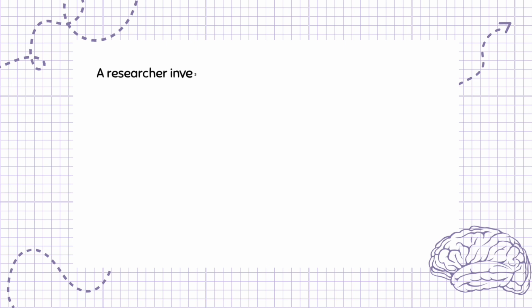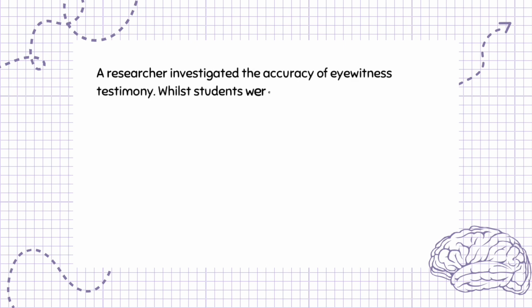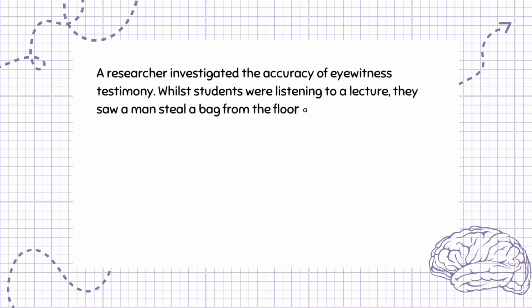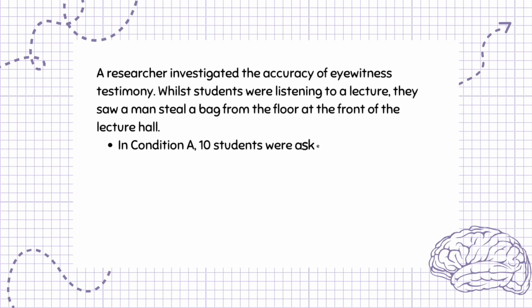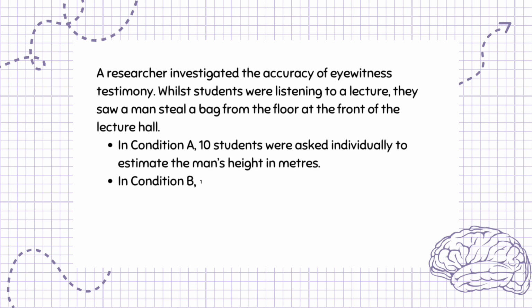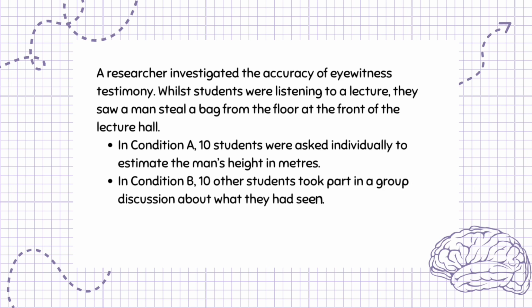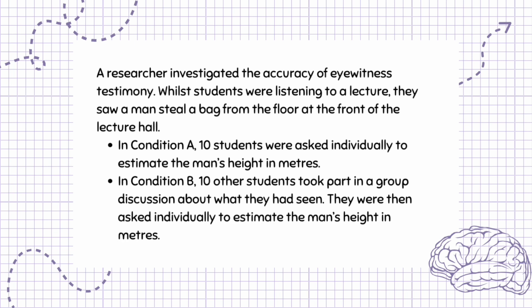A researcher investigated the accuracy of eyewitness testimony. Whilst students were listening to a lecture, they saw a man steal a bag from the floor at the front of the lecture hall. In condition A, 10 students were asked individually to estimate the man's height in meters. In condition B, 10 other students took part in a group discussion about what they had seen. They were then asked individually to estimate the man's height in meters.